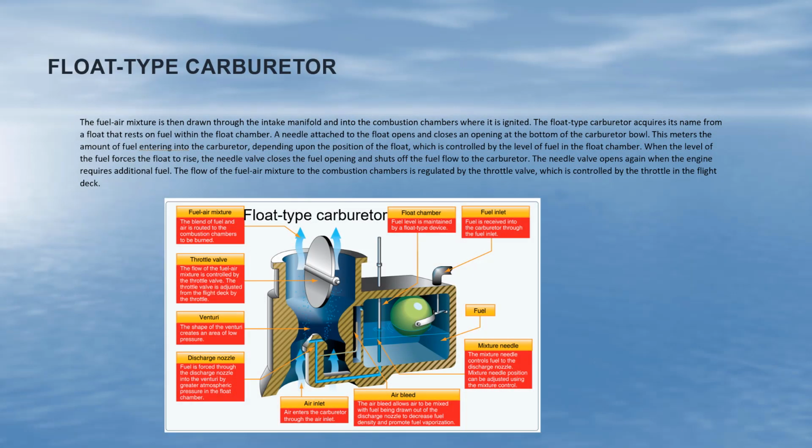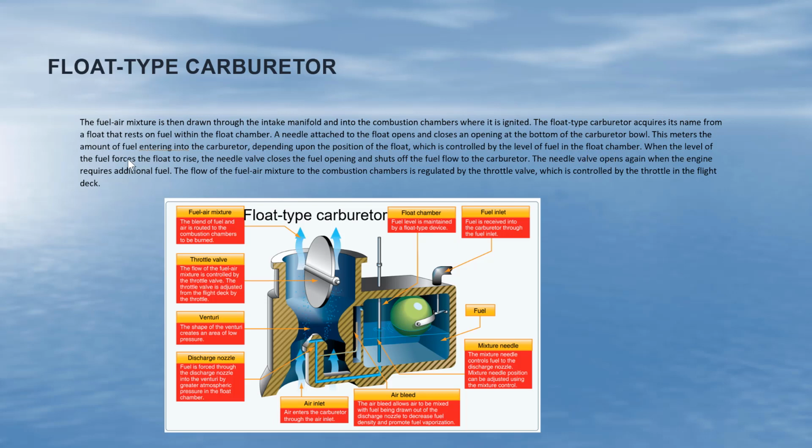As previously mentioned with the induction systems, in the flow-type carburetor the fuel air mixture is then drawn through the intake manifold and into the combustion chambers where it is ignited. The flow-type carburetor is named from a float that rests on the fuel within the float chamber. A needle attached to the float opens and closes an opening at the bottom of the carburetor bowl. This meters the amount of fuel entering the carburetor, depending upon the position of the float, which is controlled by the level of the fuel in the float chamber.